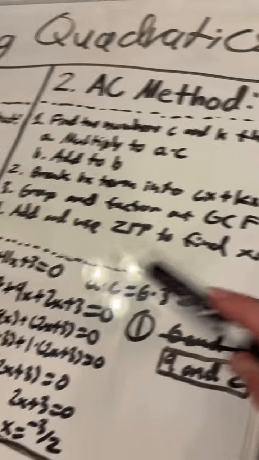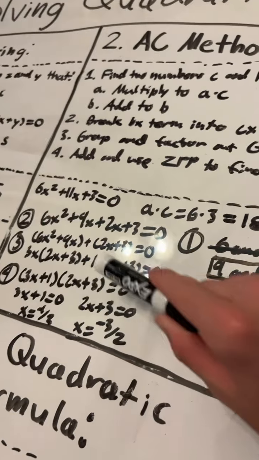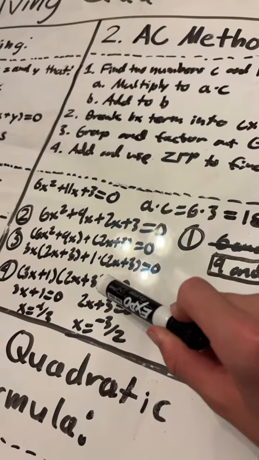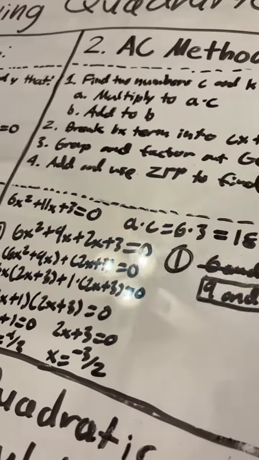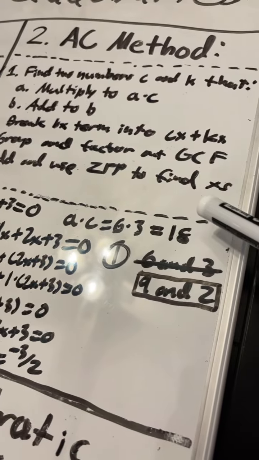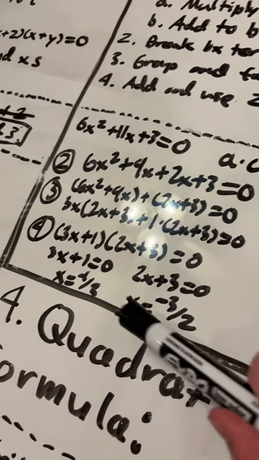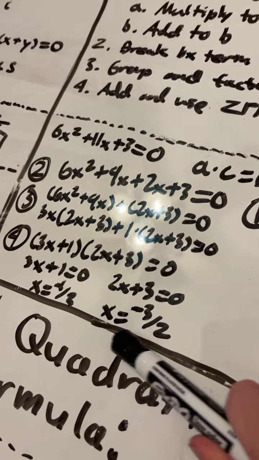So now we group and factor out the GCF of each term. So we group the first two terms and then the last two terms, and then we factor out the GCF from the first, which is 3x, and then 1 from the second, because there's no greatest common factor except for 1. And lastly, we add them together and use the zero product property to find the x's. So then we can add 3x and 1 because 2x plus 3 is a common factor between both. And then using the zero product property, we can find that x equals -1/3 and x equals -3/2.